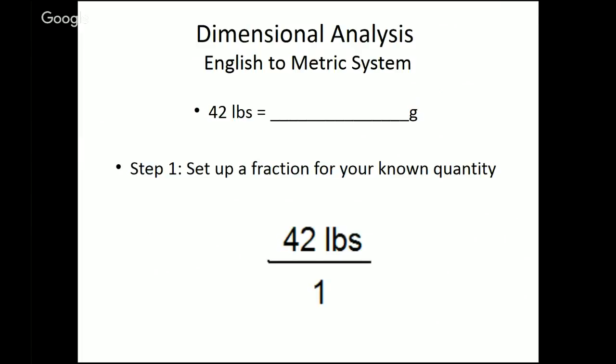Now, dimensional analysis is handy not only for converting from metric units to other metric units, but it's also really handy for converting between metric and English. So let me show you an example of that. Let's say we've got 42 pounds of sugar, and we want to know how many grams that is. So we're jumping from English pounds to metric grams. How do we figure that out? Well, always you're going to start with what you know. I've got 42 pounds. I'm putting that over 1.